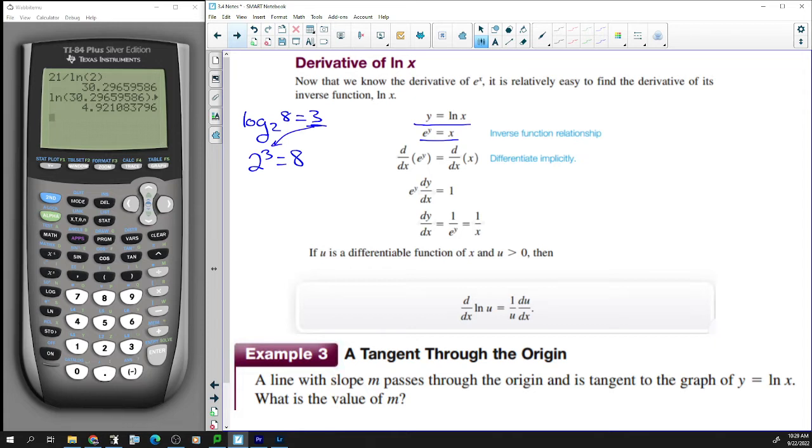Well, then we take the derivative of both sides. Derivative of e to the y is e to the y, but then times, that's implicit, the chain rule. And the derivative of x is 1. So the derivative is 1 over e to the y because we divide by e to the y, but e to the y is x. So the derivative of natural log of x is equal to the reciprocal of what we're taking the natural log of. Derivative of natural log of x is equal to 1 over x. And 1 over x is the reciprocal.